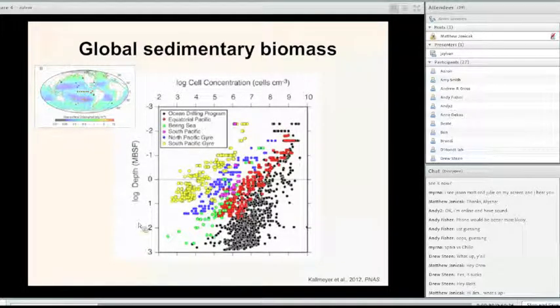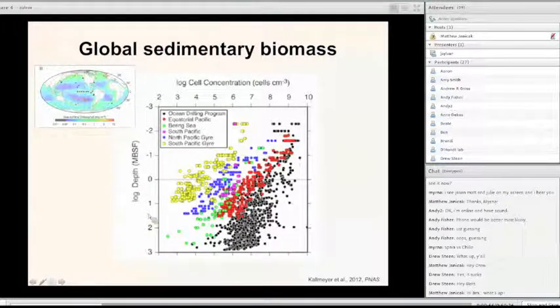And so what we have in this plot is kind of a classic. On the x-axis, we have log cell concentration of cells per cubic centimeter, going from about 10 to the 2 cells per cubic centimeter up to 10 to the 10. And then on the y-axis, we have depth in meters below seafloor on a log scale. And I'll just point out that the 0 is actually 1 meter below seafloor. And then we have 10 meters, 100 meters, and 1,000 meters below seafloor.